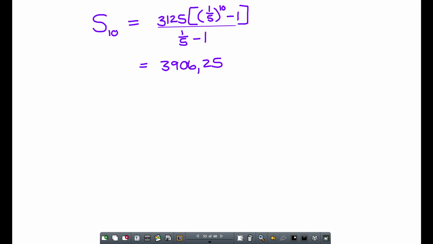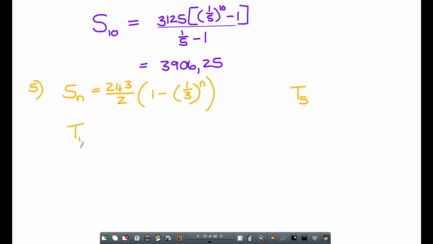Okay, number 5 was a difficult one. Nee. Bepaal die 5de term van die reeks. Som van n, 2, 4, 3, 1 minus 1 op 3 tot die mag n. Wat sê? Okay, so we want term 5. Nee. Okay, so kom ons kyk gou-gou. We would say term n is equal to a times r to the power of n minus 1.